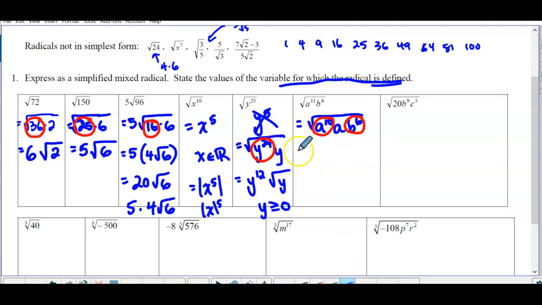Okay, so square root of a to the 10 is a to the 5. Square root of b to the 6 is b cubed, and this a has to stay home on the weekend. Now, what is the definition for a here? a to the 11 needs to be positive, so a has to be greater than or equal to 0. But b could be anything. And again, if b is anything, you might see this with absolute values.